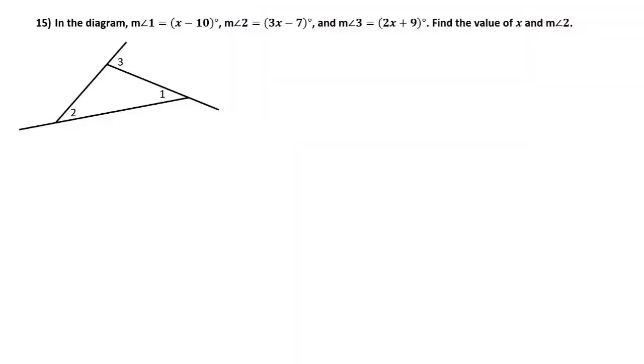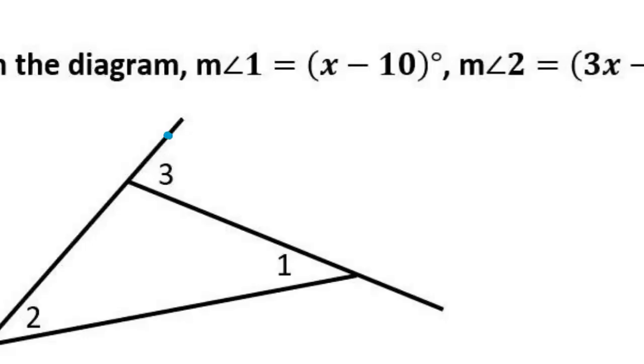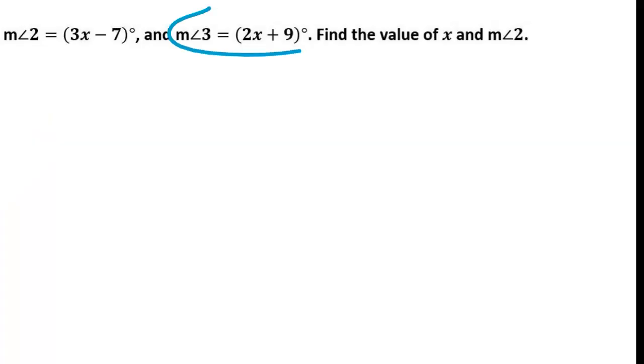Love this question. We actually did one kind of like it already. I have 3 angles marked in the picture, right? Are they all inside the triangle? Which one's not? Angle 3. What do we call this one? Exterior. This is an exterior angle. And according to up here, that exterior angle is 2x plus 9.